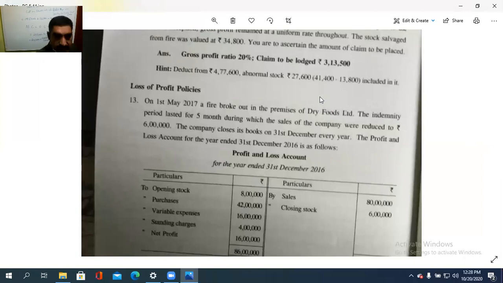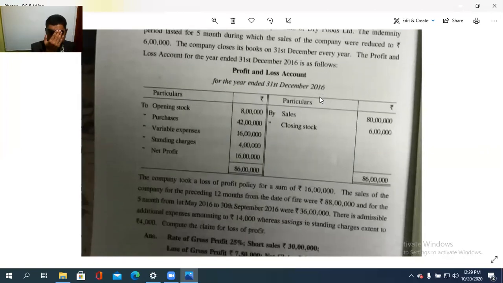On 1st May 2017, a fire broke out in the premises of Dry Foods Limited. The indemnity period lasted for 5 months, during which the sales of the company were reduced to 6 lakh. So 6 lakh കണ്ട short sale വന്നിട്ടുണ്ട്. Then company closes its books on 31st December every year. The profit and loss account for the year ended 31st December is as follows. Items are there: opening stock, purchases, variable expenses, standing charges, net profit, sales and closing stock.